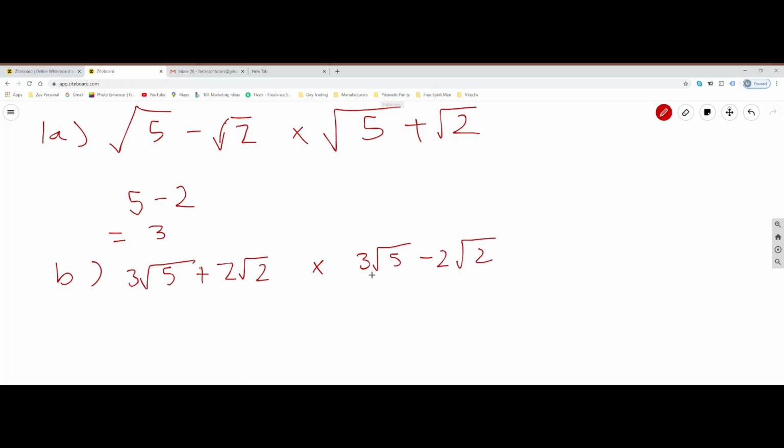So 3 times 3 is 9. 9 times the 5, because the square root of 5 times square root of 5 is 5. So 3 times 3 times 5 is 45. And then minus 2 times 2 is 4. 4 times 2 is 8. Equals 37.